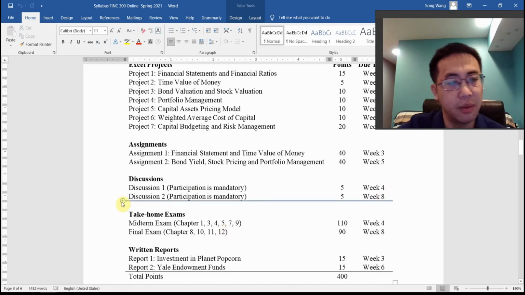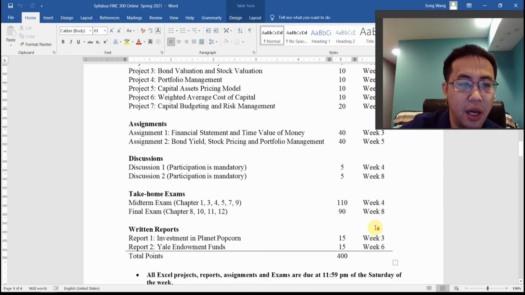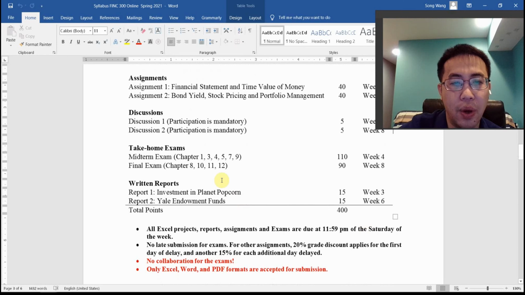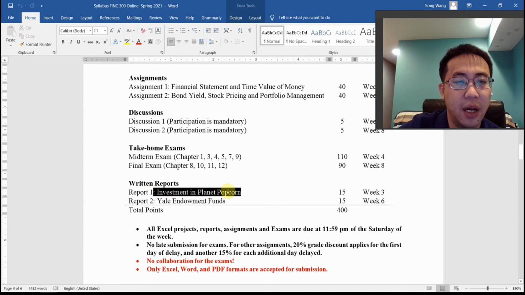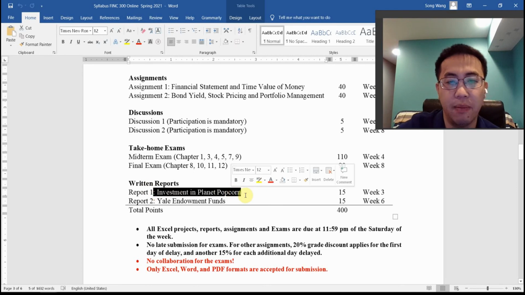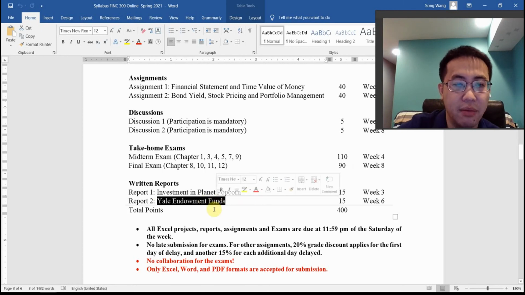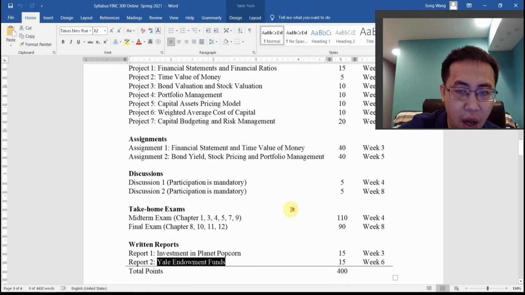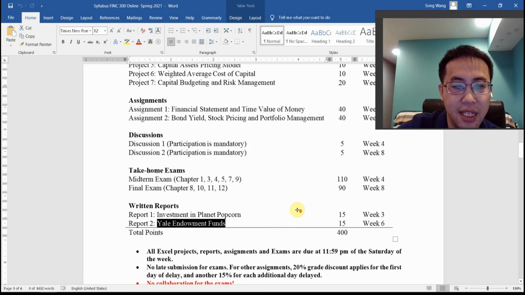And talking about exams, there are two of them, and here are the chapters they each cover. And also you will need to write 2 reports based on 2 video products. One is about a case in a small business. It's called Planet Popcorn. It's a popcorn company within Disneyland. And another is endowment funds, that's run by Yale University. So all of these are listed here. So you will earn points from each of the assignments.